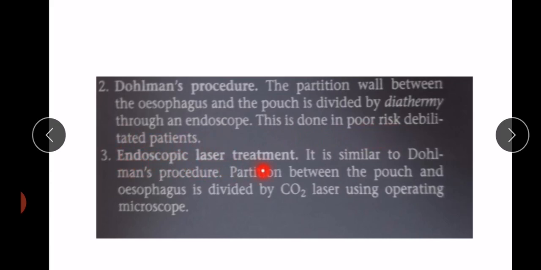Third one is endoscopic laser treatment that is similar to Dohlman's procedure. Partition between the pouch and esophagus is divided by carbon dioxide laser; above it is by diathermy through an endoscope, here by carbon dioxide laser using operating microscope.